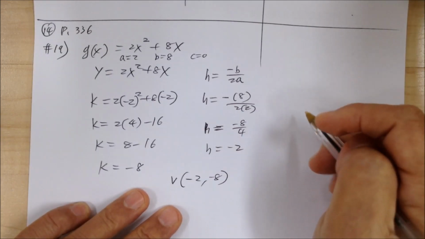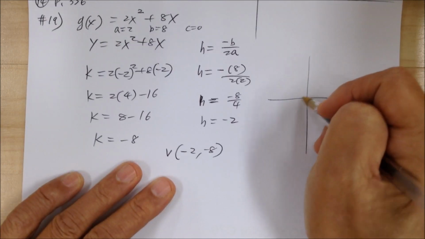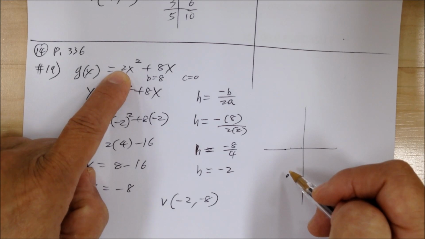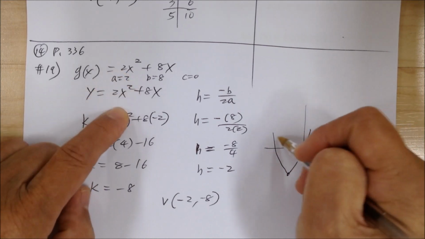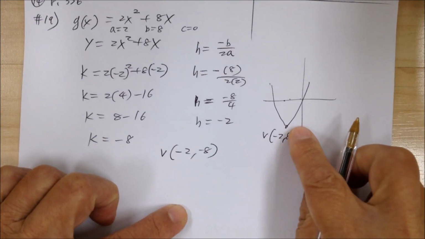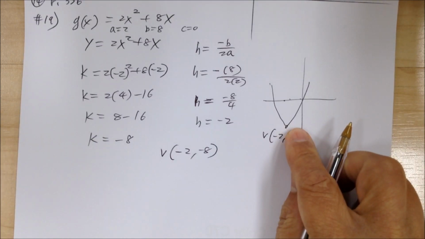And so if you were to sketch your graph, you're going to get (-2, -8) right over here. And the graph, this is positive, so your graph is going to go up like this. So your quick sketch is going to be like this. So that's going to answer the question.